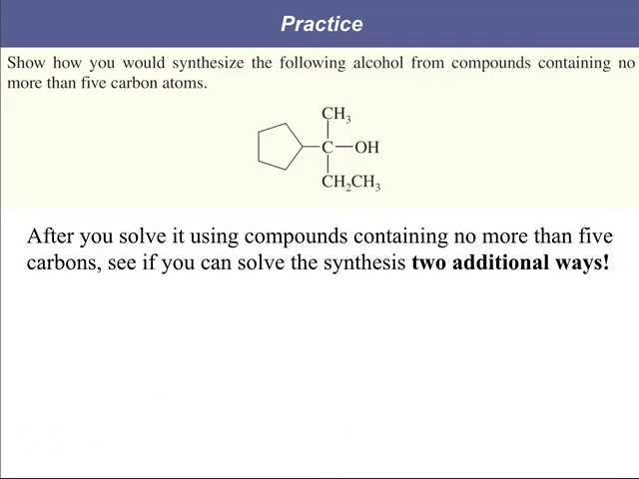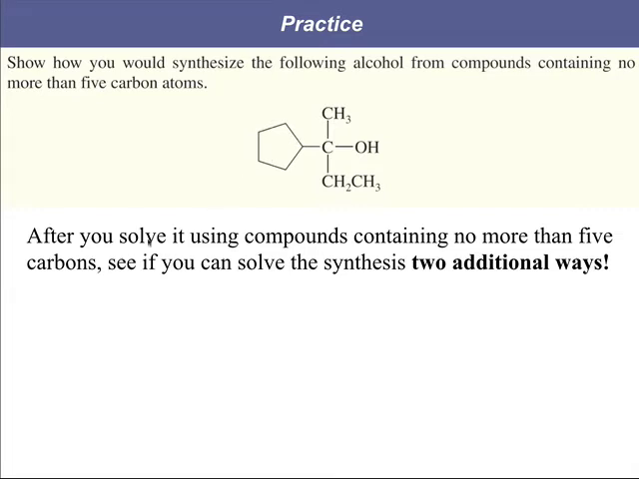Here's a synthesis problem that I'd like you to try on your own. I want you to show how you would synthesize this alcohol starting from some starting material of your choice, but the book gives you this limitation. The book wants you to use compounds that contain no more than 5 carbon atoms. So you'll notice that we've got 5 carbons on the ring, plus another 4 carbons outside of the ring. So don't use a large molecule here that contains more than 5 carbons. Your pieces have to contain 5 or fewer.